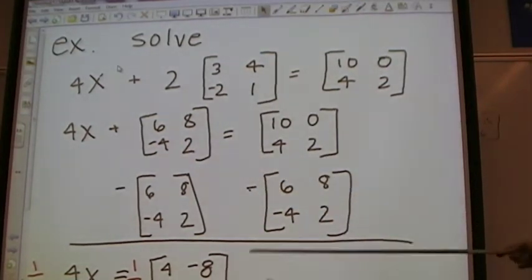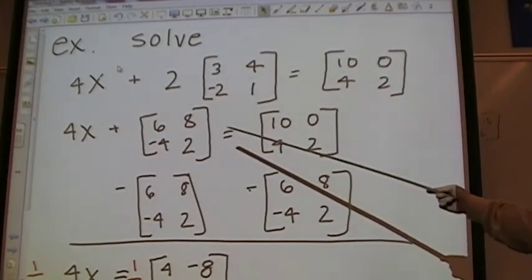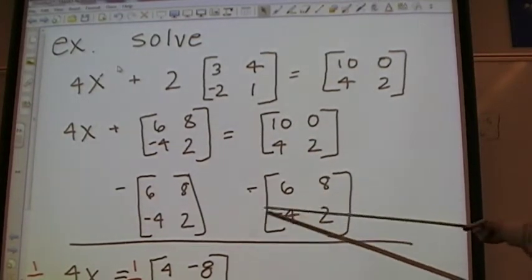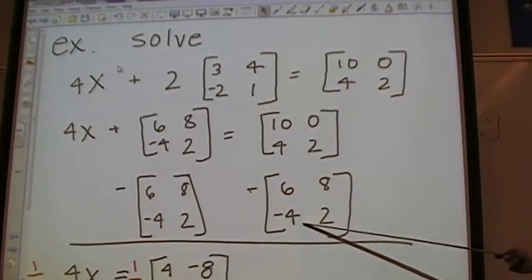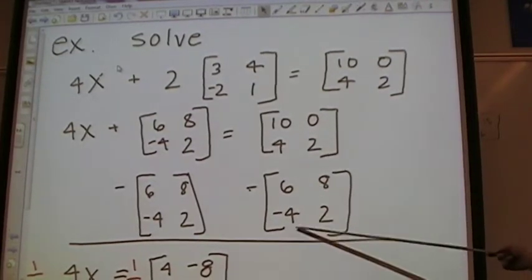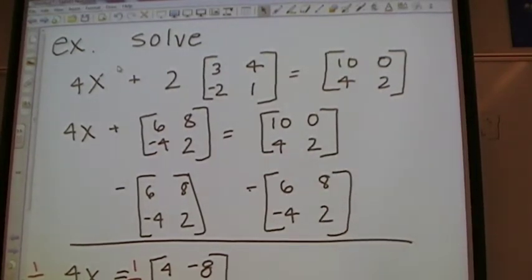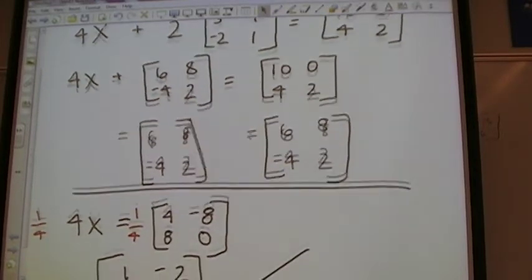Okay, now we have what we had last week. How do I get this matrix to the other side? Subtract it from both sides. So we end up with, what's 10 minus 6? 4. 0 minus 8? -8. 4 minus -4? 8. And 2 minus 2? 0. Alright, so we have 4X equals 4, -8, 8, 0.